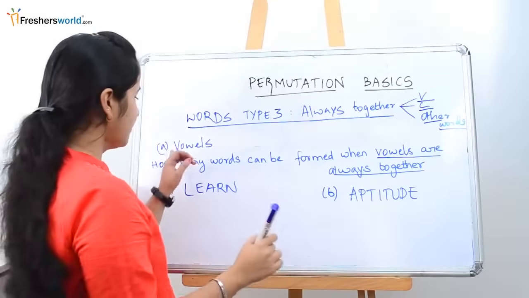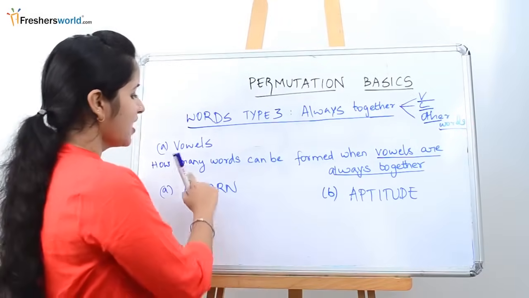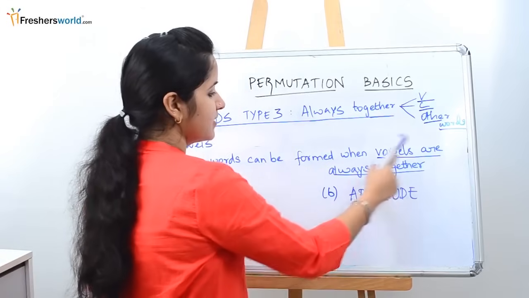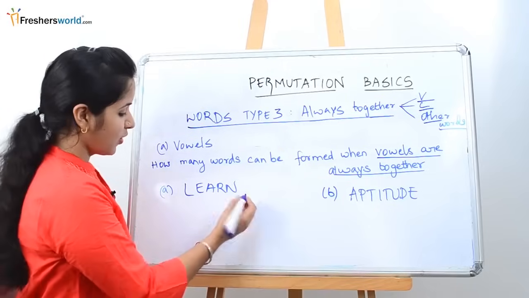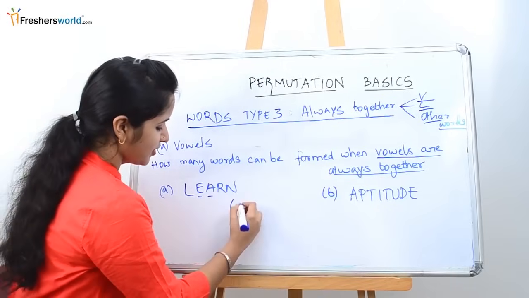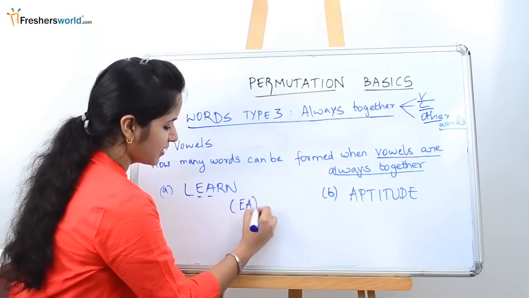First, let's start with vowels always together. The question is, how many words can be formed when vowels are always together? So let's take an example. The word is learn. What are the vowels here? E and A. So they are saying E and A should always be together.